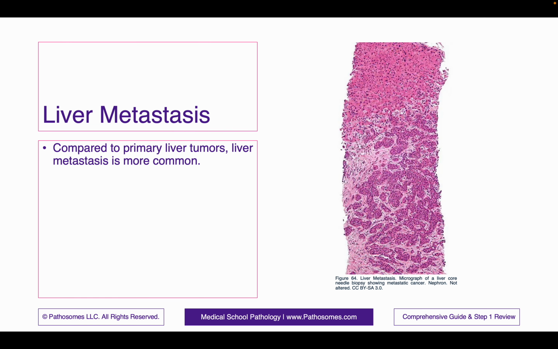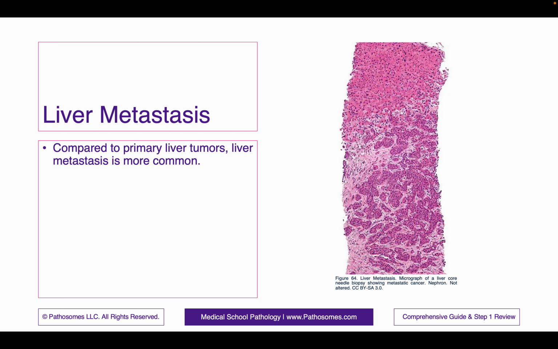Now, liver metastasis. You're going to have to know this too. You might see something like this. Keep in mind that compared to primary liver tumors, liver metastasis is more common. Remember that, because you'll probably be asked that. So don't say I didn't warn you that if there's a cancer in the liver, it's more likely to come from somewhere else than to have been grown in the liver itself, okay?